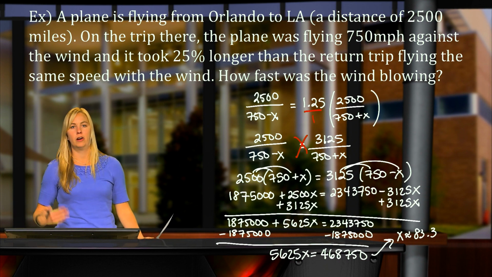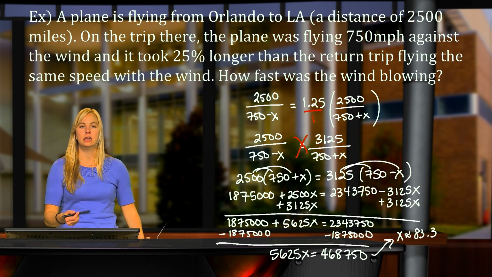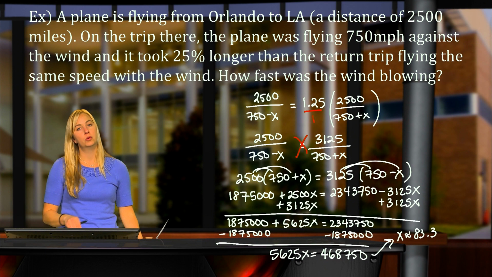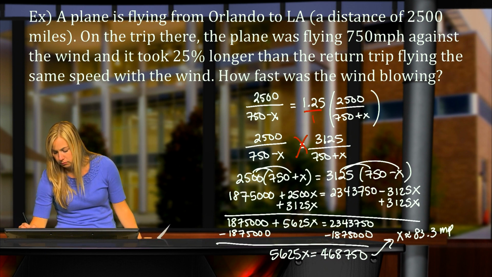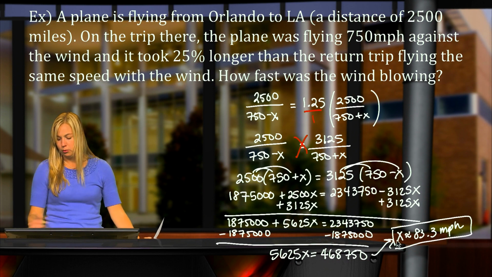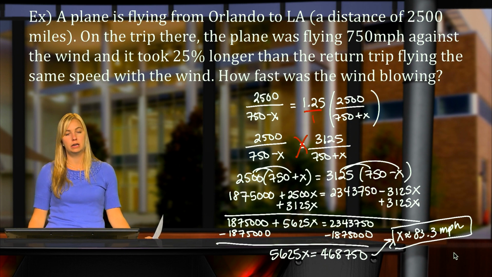And thinking about our units, what does x represent? From our previous slide and in the beginning of your work, x represents the speed of the wind. So the speed of the wind we're going to measure in miles per hour. Which means that at the altitude the plane was traveling, the wind was actually a speed of 83.3 miles per hour. I don't know if that's realistic or not, but that's the answer that we got. And I know it's correct.